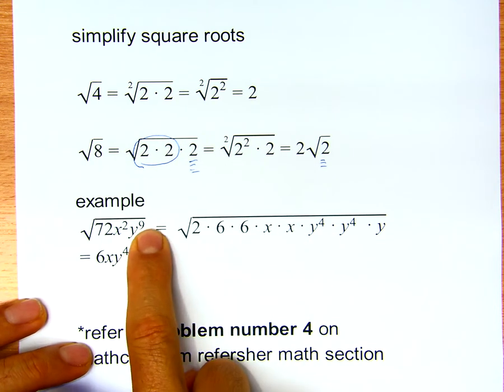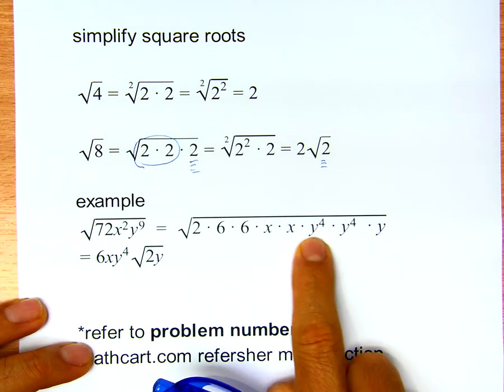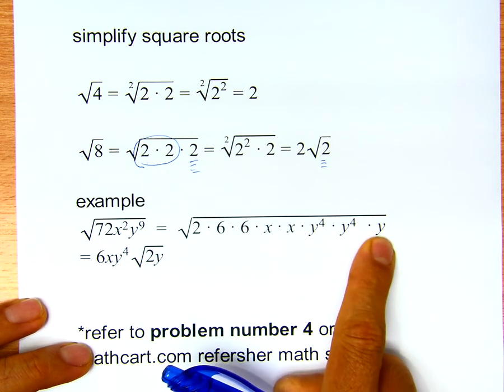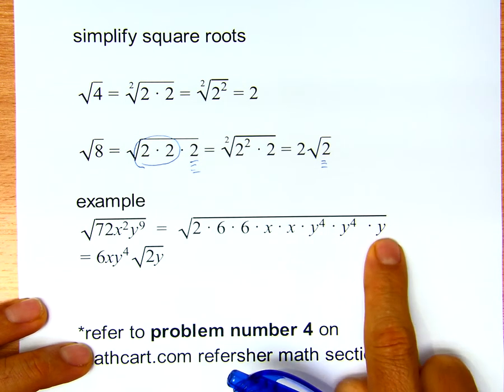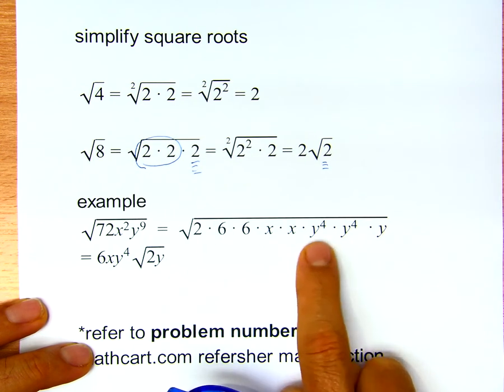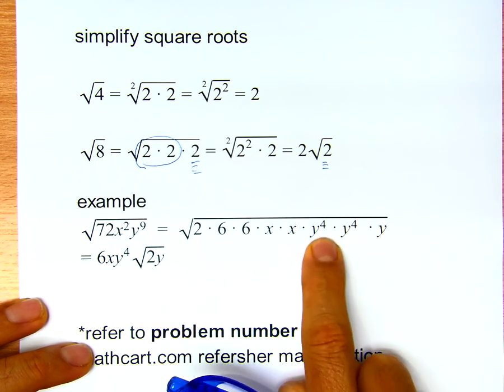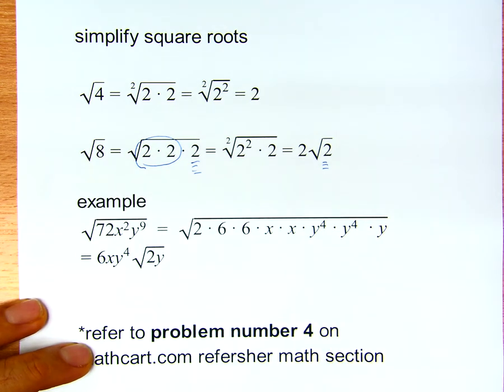And because I have y power 9, I want to find pairs. I will write that as 4 and 1 more. 4 y's and 4 y's are 8 y's. 1 more would be a total of 9. But I want to write it with pairs. So the easiest way to do that is to say 4 and 4, which is 8, and then 1 extra.